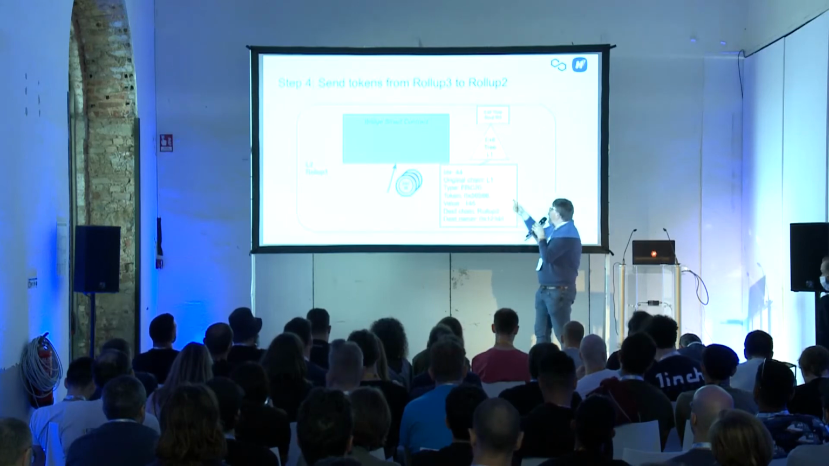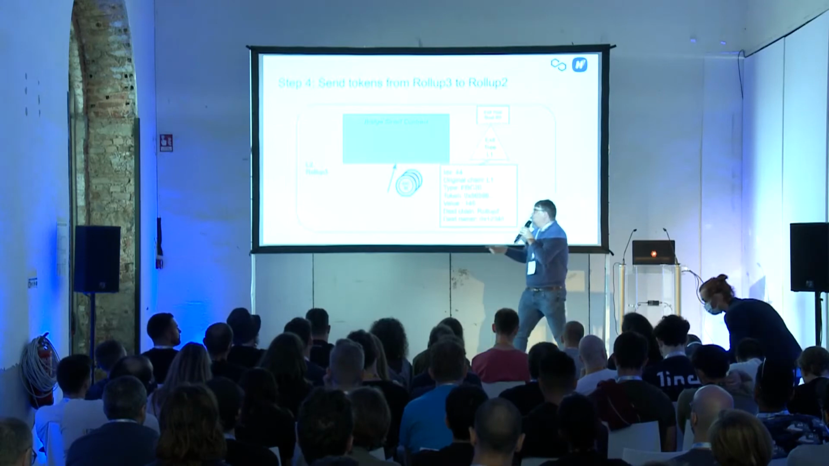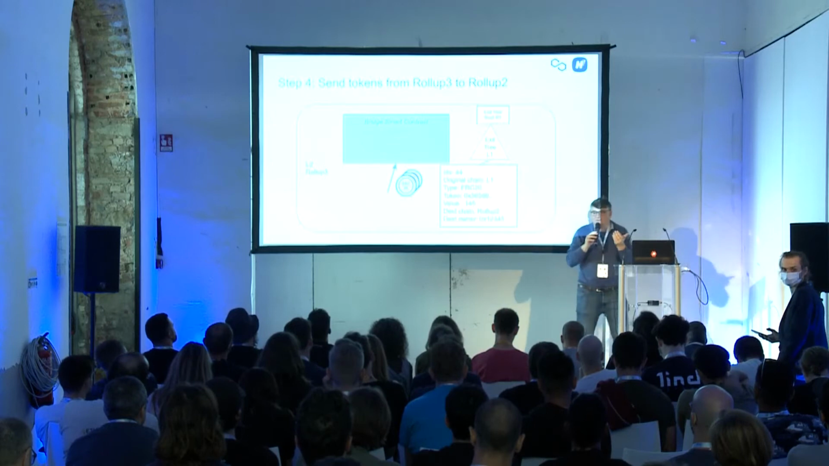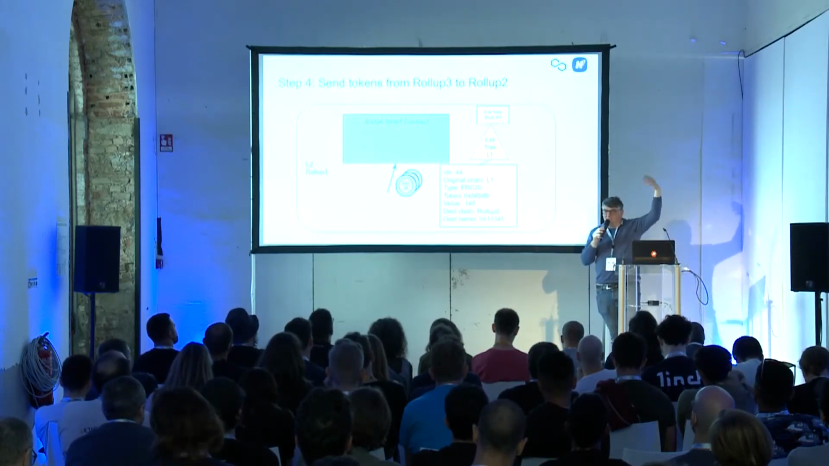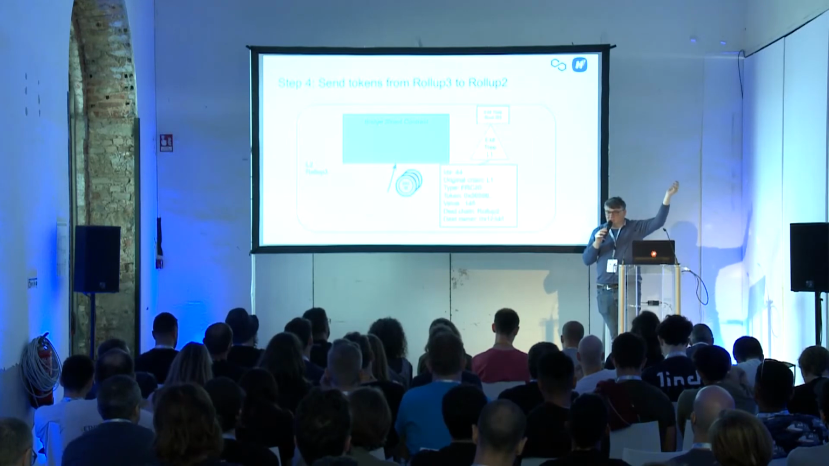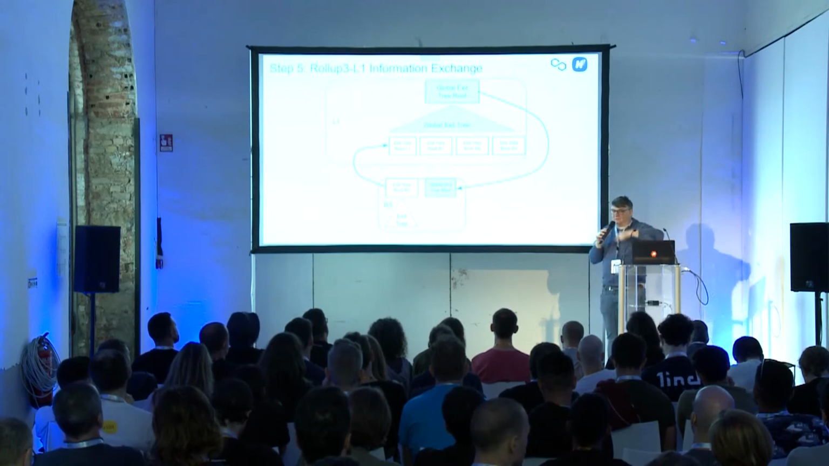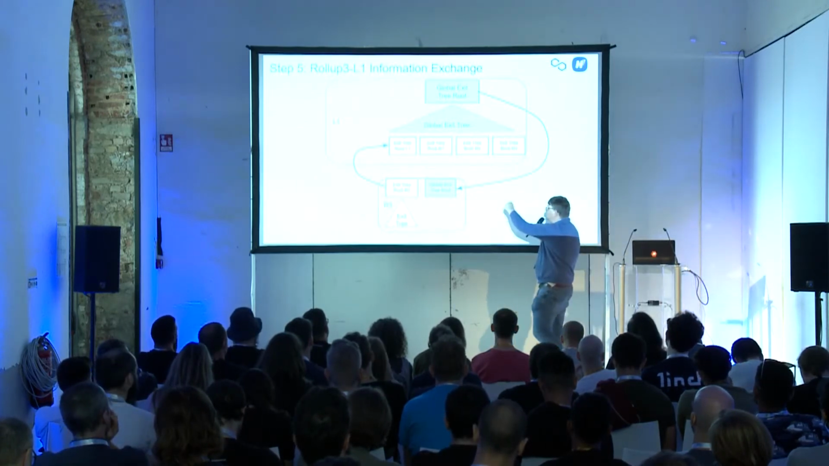A new leaf in the local exit tree of this rollup is added. Of course, this token is, in this case, burned. It's not locked. It's burned because this belongs to another, the origin of this token is layer one in this case. Okay. Then there is a transfer between layer 2 and layer 1, so this exchange of information is put.